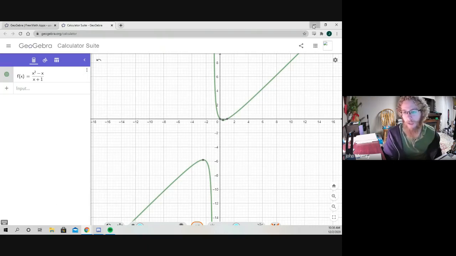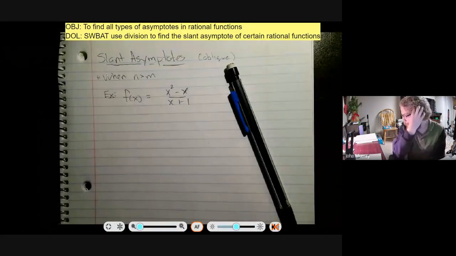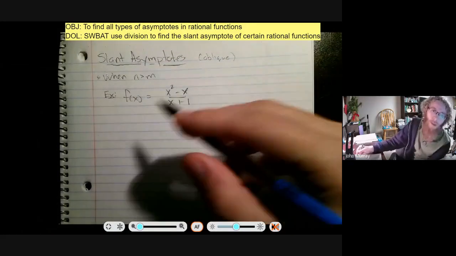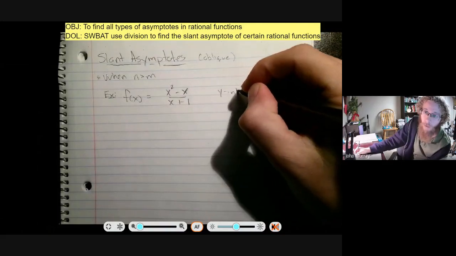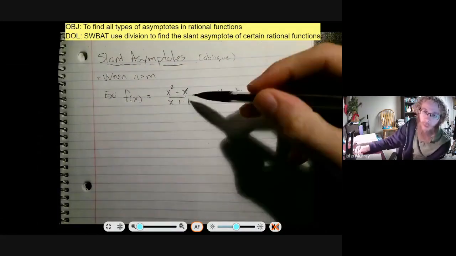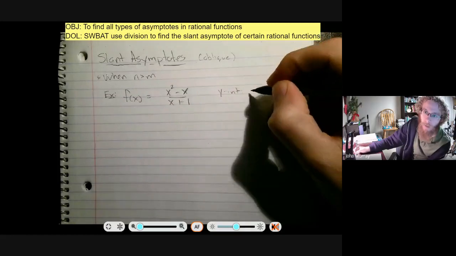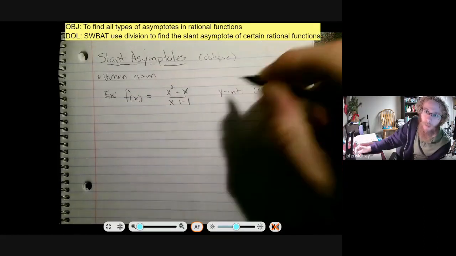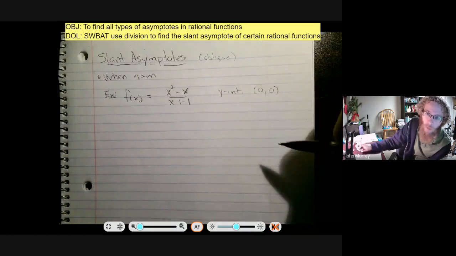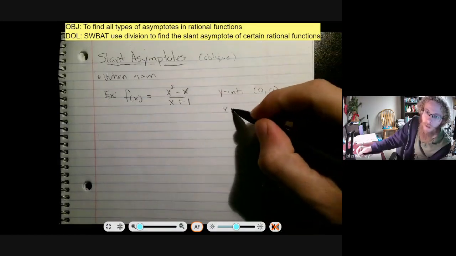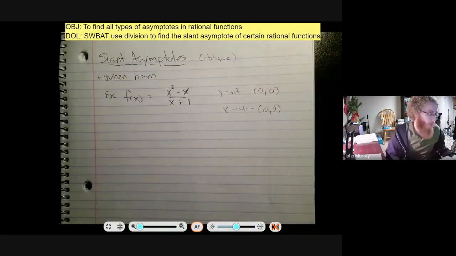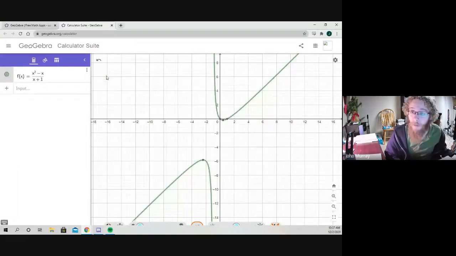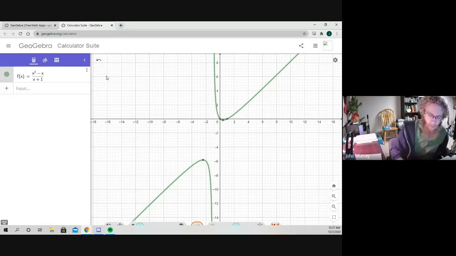So let's go through the steps that we did before. We're going to find all the parts. Our y-intercept, we do the same. We plug in 0 for x, and we get 0, 0, because you get 0 in the numerator. Your x-intercept, you also get 0, 0, and we saw that. And we actually have a second x-intercept.